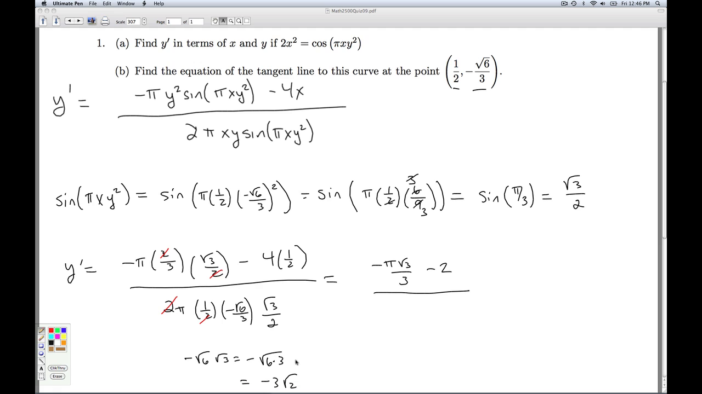So what am I going to get here on the bottom? The negative 3 there, or the 3 rather, is going to cancel the 3 there. So I'm going to have a negative pi. I have a square root of 2 over 2 on the bottom. To simplify this, I'm going to multiply top and bottom by the least common denominator, which in this case is 6.